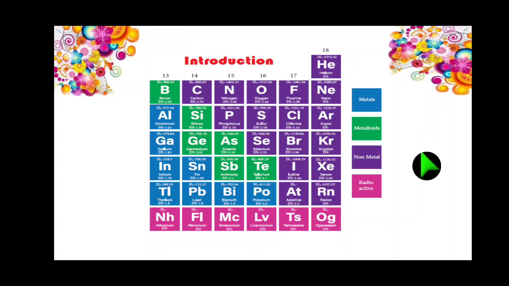So in this unit, we discuss the properties of the first three groups of p block elements: boron group, carbon group, and nitrogen group, and their important compounds. Let us start off.